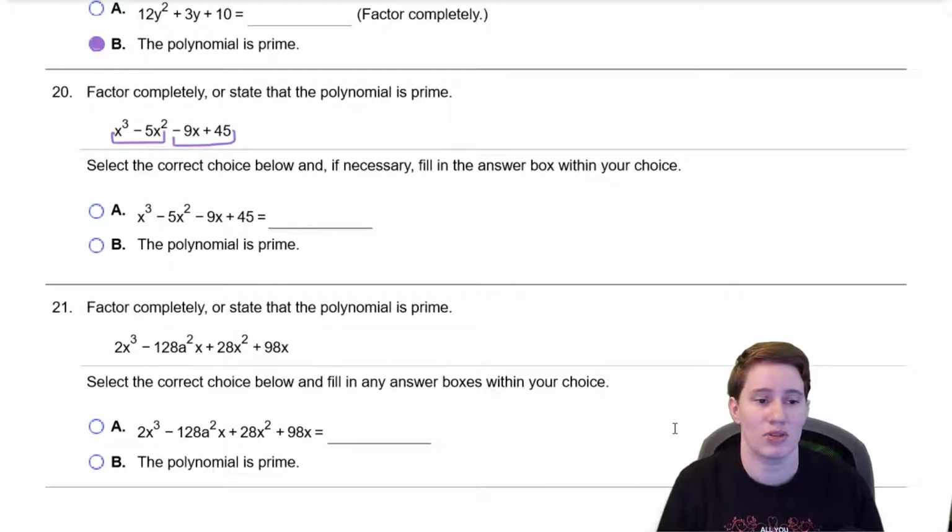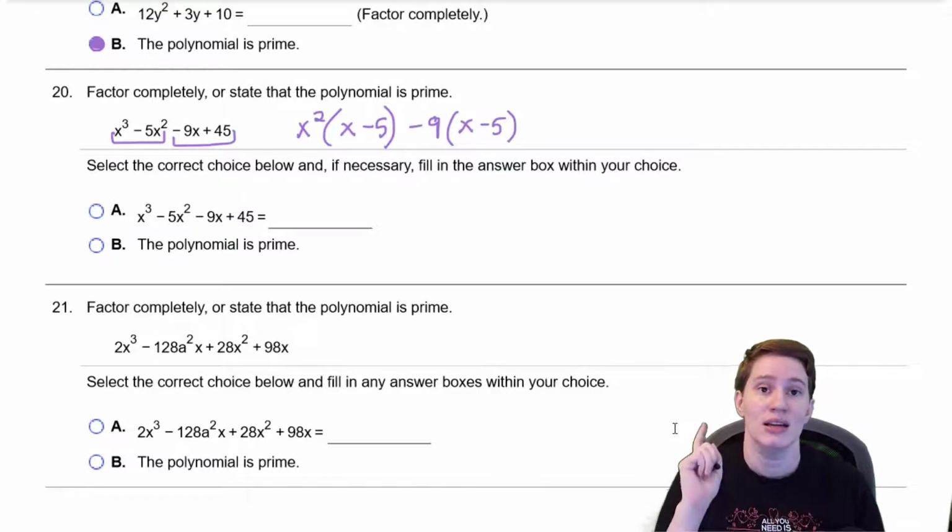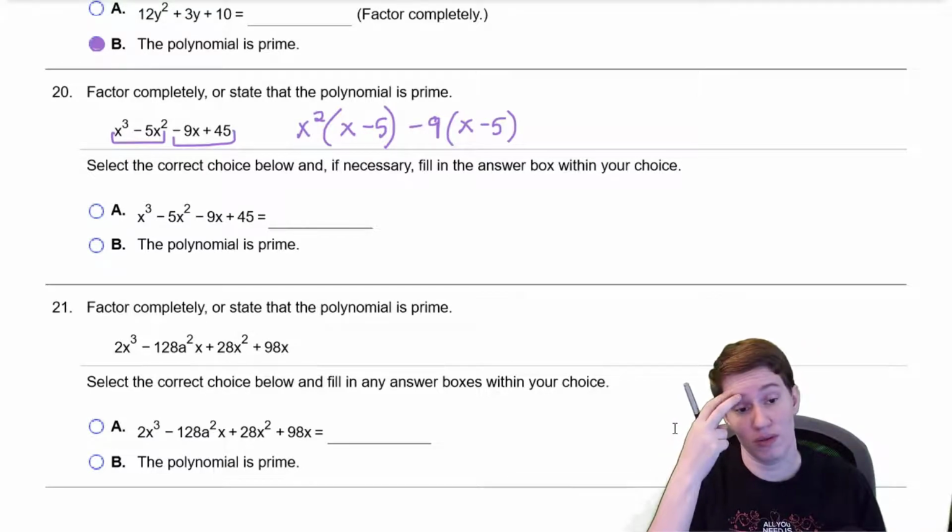So x cubed minus 5x squared has x squared in common, which leaves us with x minus 5. And then it's almost like a completely separate problem. I want to say, what does negative 9x plus 45 have in common? Negative 9. And that would also give us x minus 5. And that's the whole point of factoring by grouping. If you don't get the parentheses to be the same thing, either you made a mistake or it was not actually factorable. One of those two things.